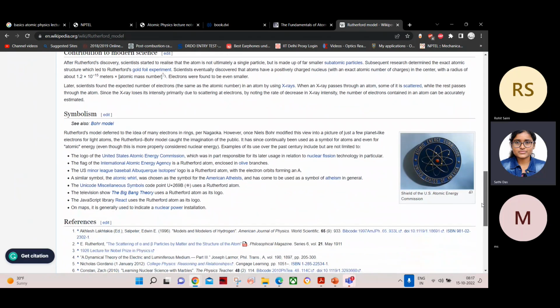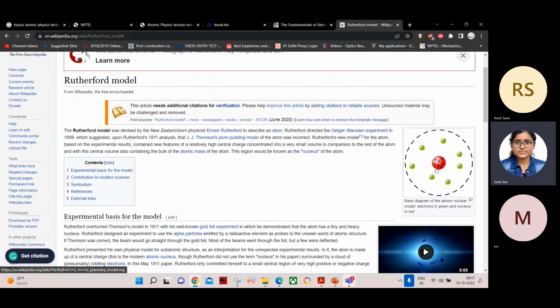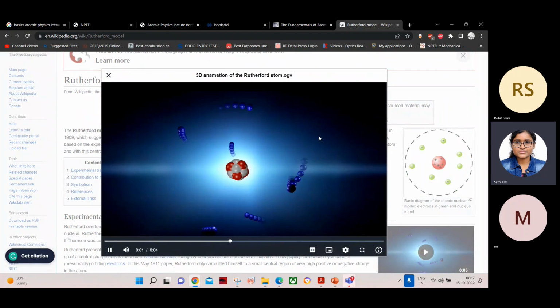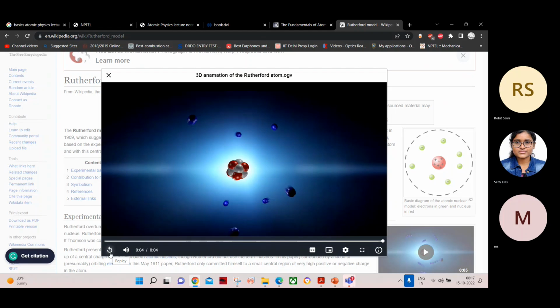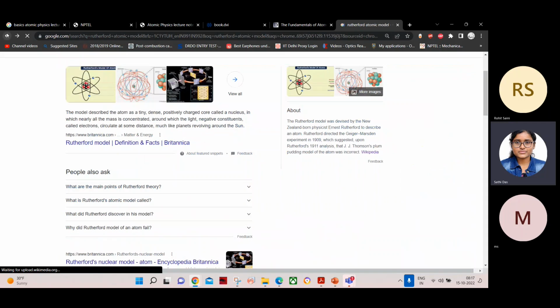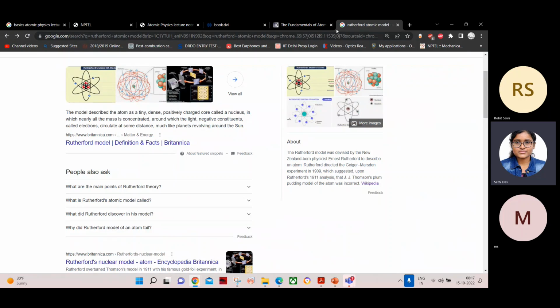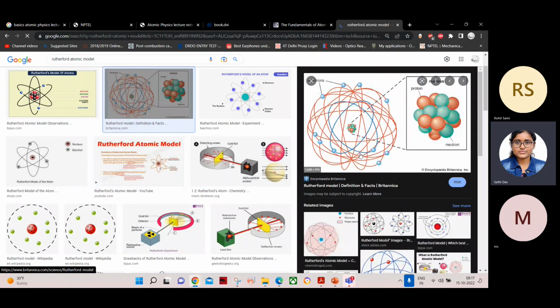The problem with his model, not with him, is that this model doesn't tell us the stability of the electron. Electrons are continuously moving, which means they are continuously radiating, because according to classical electrodynamics, whenever a charged particle is moving, it should radiate. Whenever it is radiating, it will lose its energy, and after a certain time it will have such low energy that it will collapse into the nucleus. Then what happens to the stability? The atom will be finished.